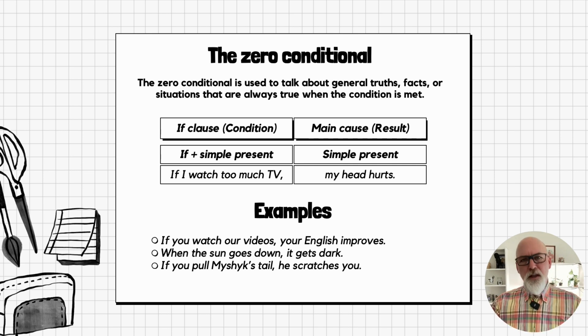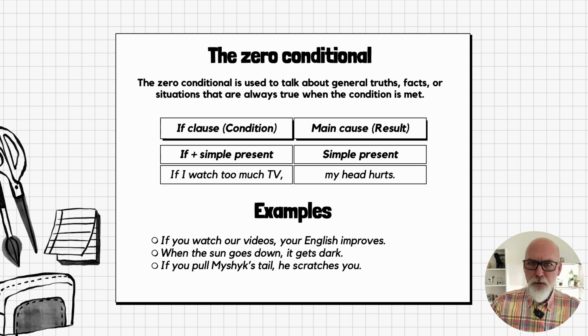Sometimes we call these if-then statements. The if clause, that's the condition. If something happens, then something is going to happen. So the main clause is the result. In this particular conditional, in the first part of the sentence, the condition, we use the present tense with if. And as the result part, we also use the present tense. So for example, if I watch too much TV, my head hurts.